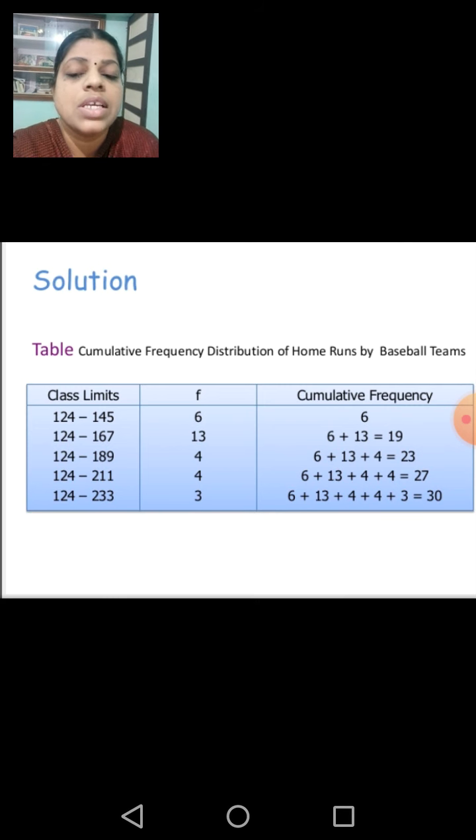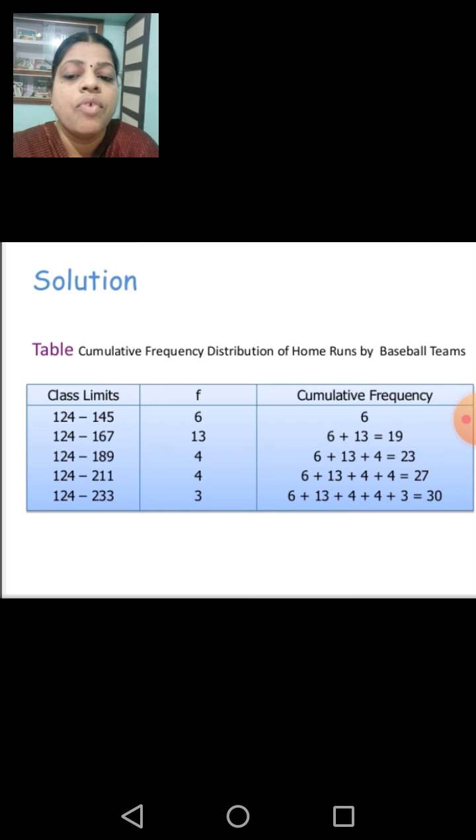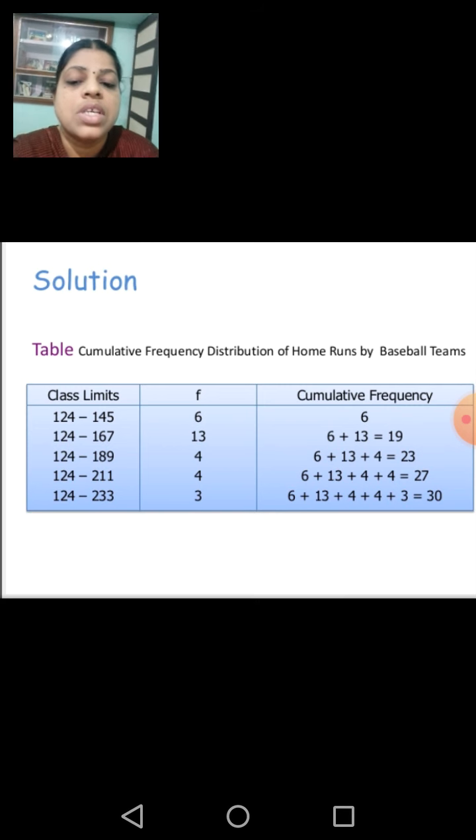So here we can see, children, the runs scored in between 124 to 145, what is that? The frequency is 6, right? And its cumulative frequency is also 6 only.